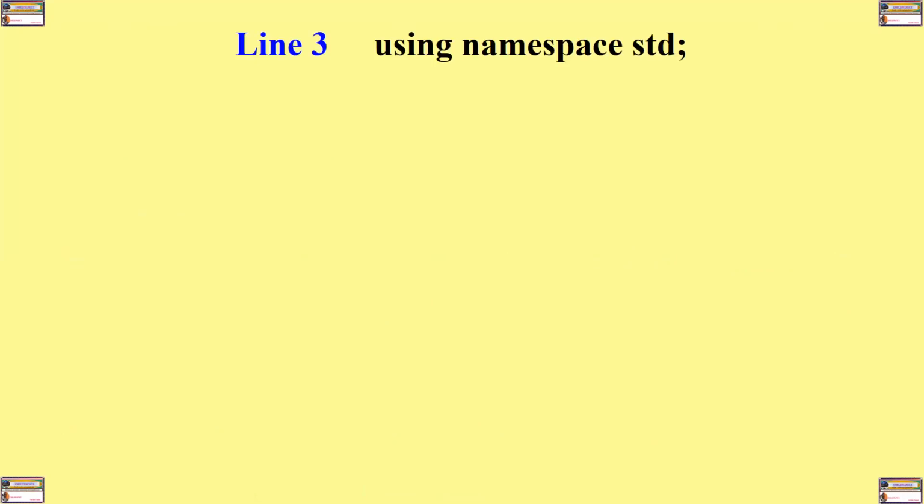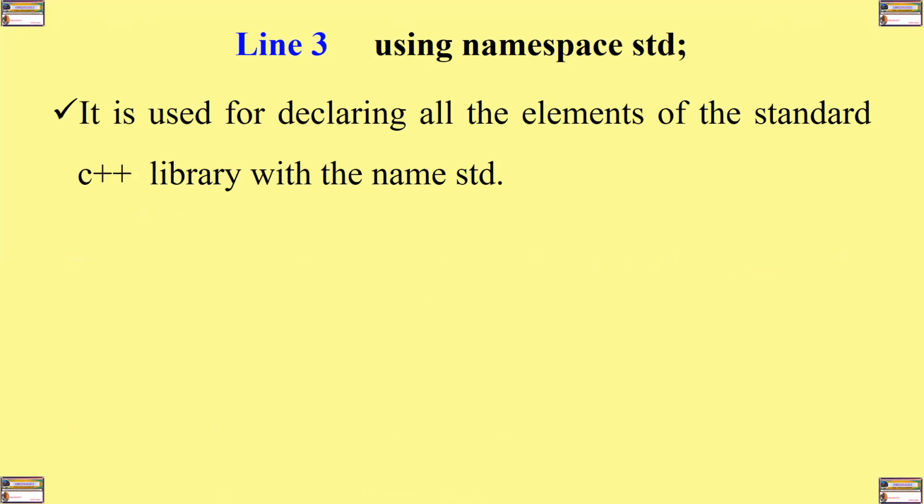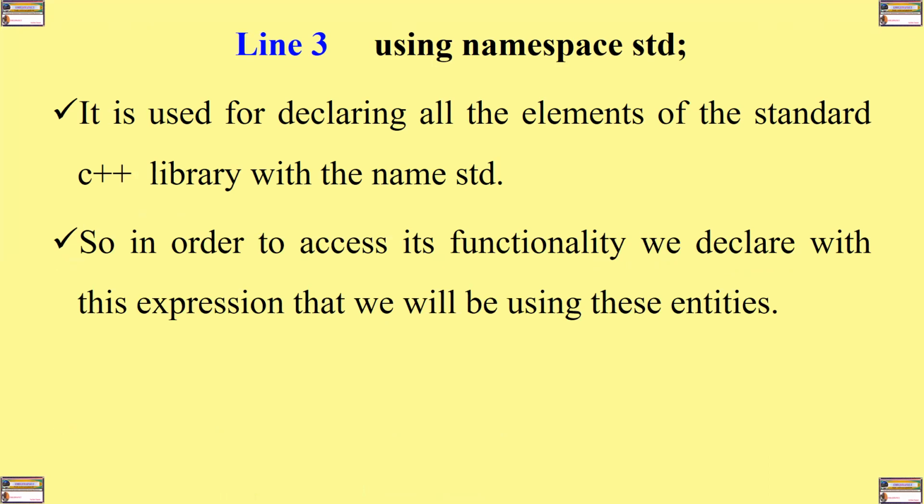Line 3 is using namespace std semicolon. What does that mean? It is used for declaring all the elements of the standard C++ library with the name std. What does std stand for? It stands for standard. So, in order to access its functionality, we declare with this expression that we will be using these entities. So you write using namespace std semicolon.